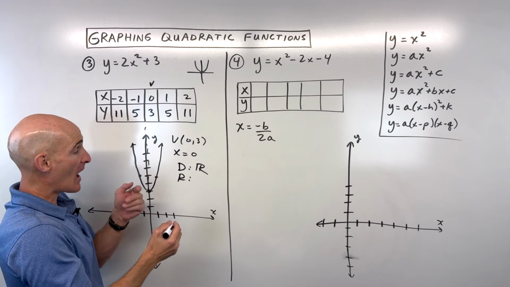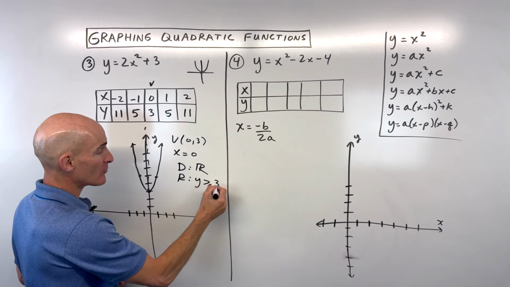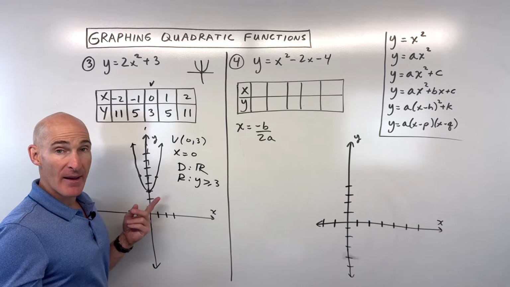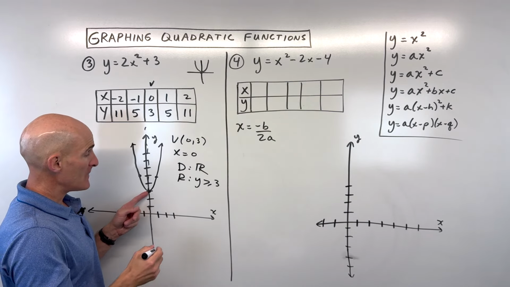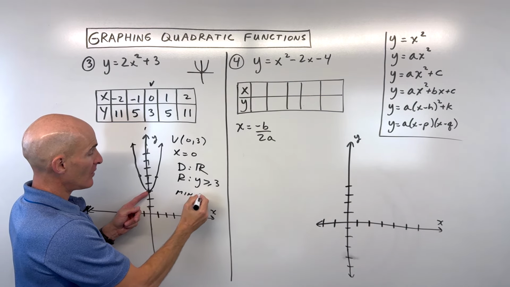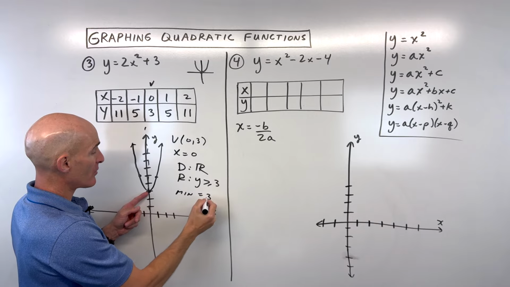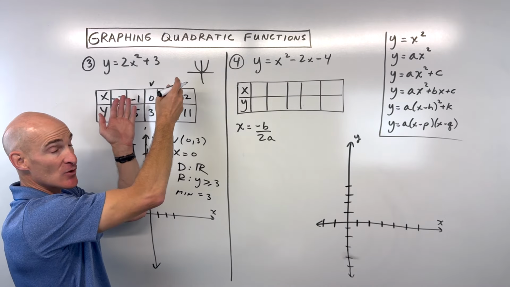3 or higher. So I would say the y values are greater than or equal to 3. Does this graph have a maximum or a minimum? Minimum, okay, and that minimum is equal to 3. It doesn't have a maximum, so it keeps going up.